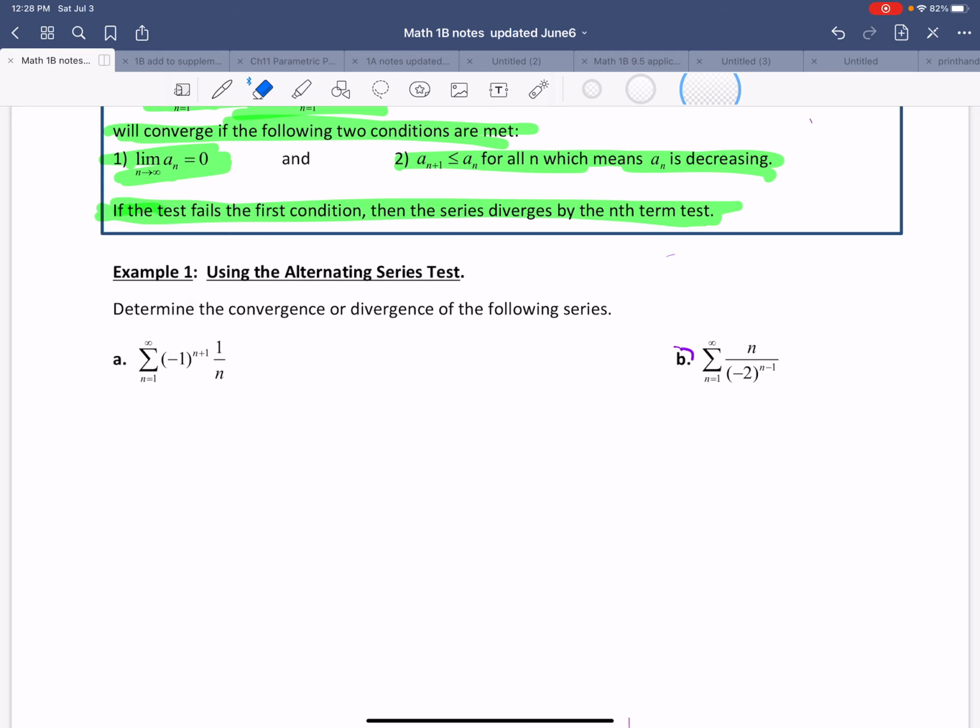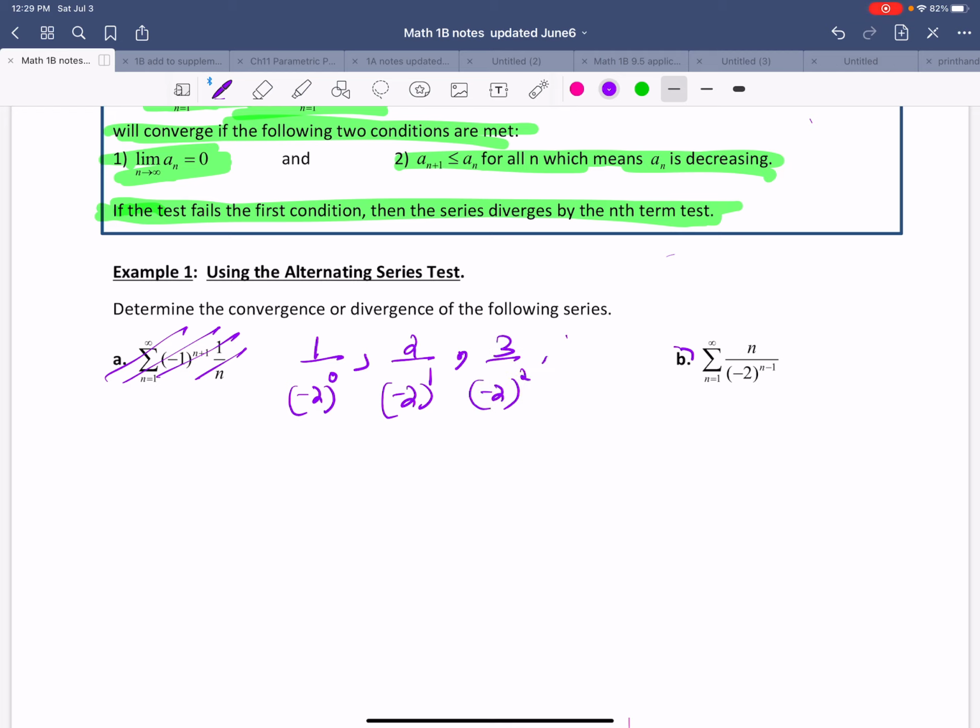I have to squeeze in a smaller space, so I'm looking at part B. Let's write the first few terms. When n is 1, 1 over negative 2 to the power 1 minus 1 is 0. When n is 2, 2 over negative 2 to the power 2 minus 1 is 1. When n is 3, 3 over negative 2 to the power 3 minus 1 is 2. 4 over negative 2 to the power 4 minus 1 is 3, and so on. So my first term is 1. Second term is 2 divided by negative 2, which is negative 1. The third term is 3 over 4. The fourth term is negative 4 over 8.